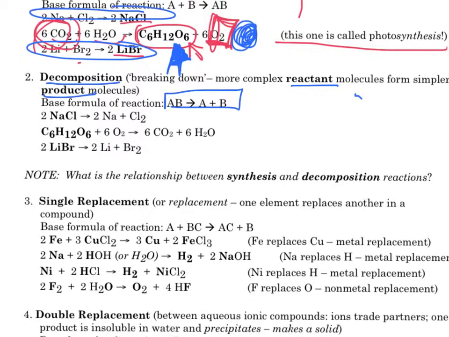This is just a base. There are no elements A, B, C, D, and so on. This is just to help you reference that. So in here we have our NaCl breaking apart to Na and Cl, our sugar breaking apart to carbon dioxide and water, and our lithium bromide breaking up into lithium and bromine. So again, this is just the flip of that combination reaction.